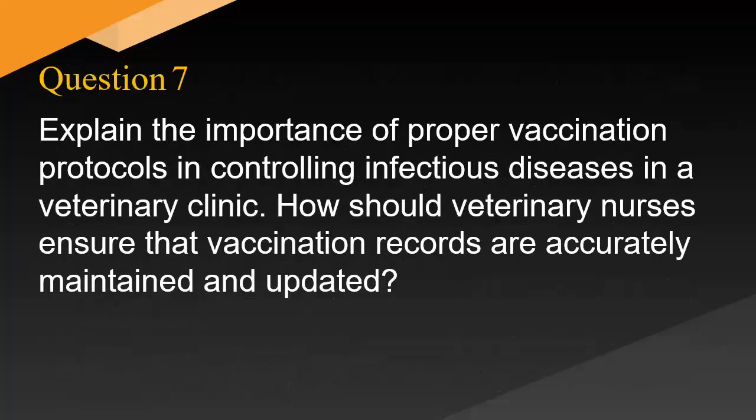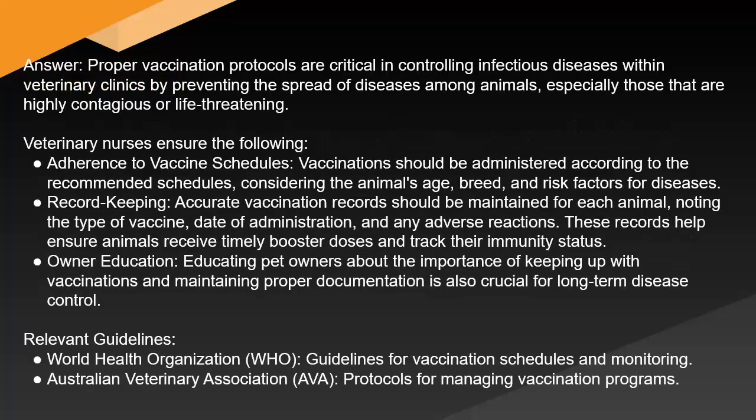Explain the importance of proper vaccination protocols in controlling infectious diseases in a veterinary clinic. How should veterinary nurses ensure that vaccination records are accurately maintained and updated? Answer: proper vaccination protocols are critical in controlling infectious diseases within veterinary clinics by preventing the spread of diseases among animals, especially those that are highly contagious or life-threatening.